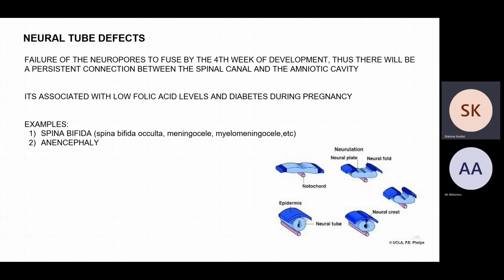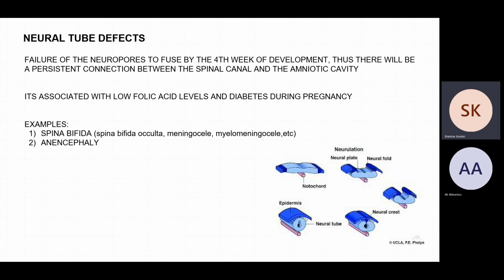Okay, now we have the neural tube defects. The neural tube normally forms the brain, spinal cord, and the spinal column. Neural tube defect is the failure of the neuropores to fuse or abnormal fusion of the neuropores, which happens by the end of 4th week of development. Thus, there will be defects in the brain, spinal cord, and the bones covering them. There will also be a persistent connection between the spinal canal and the amniotic cavity.